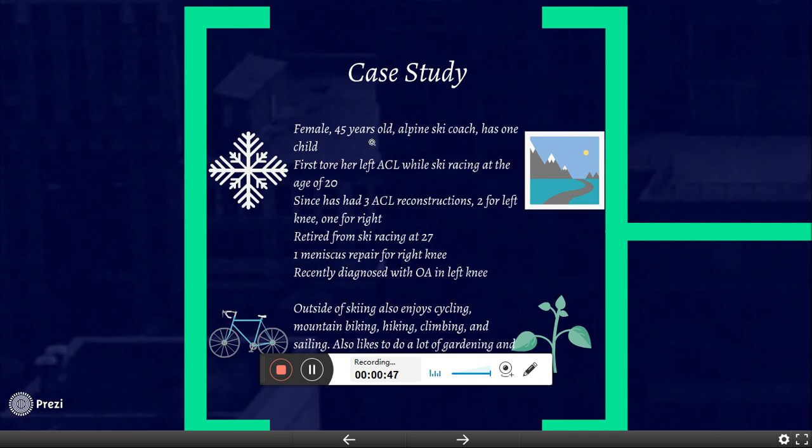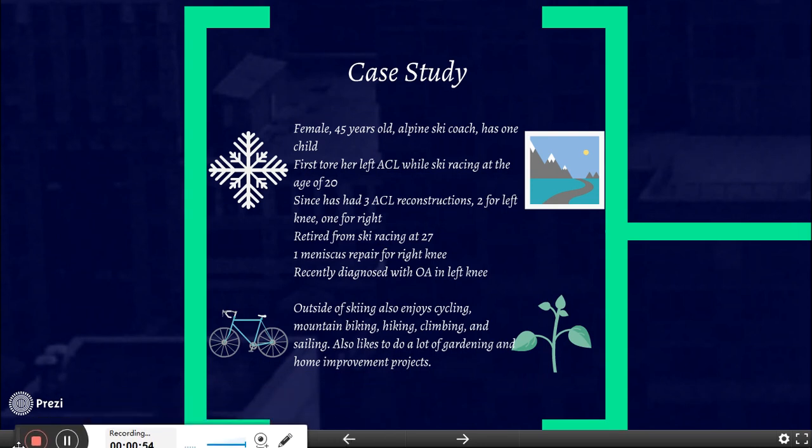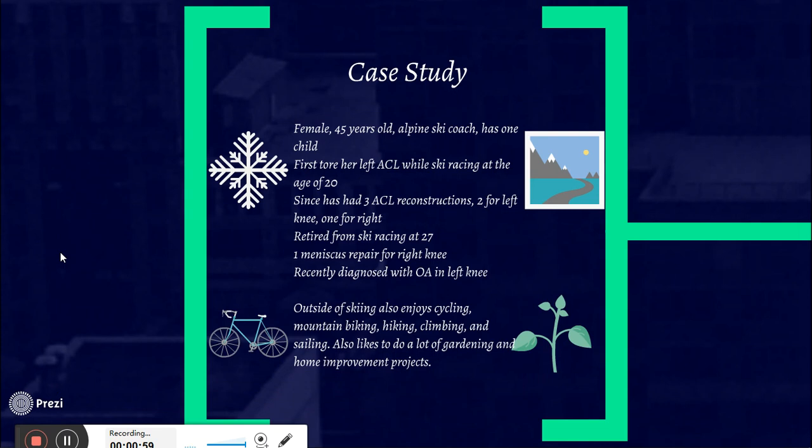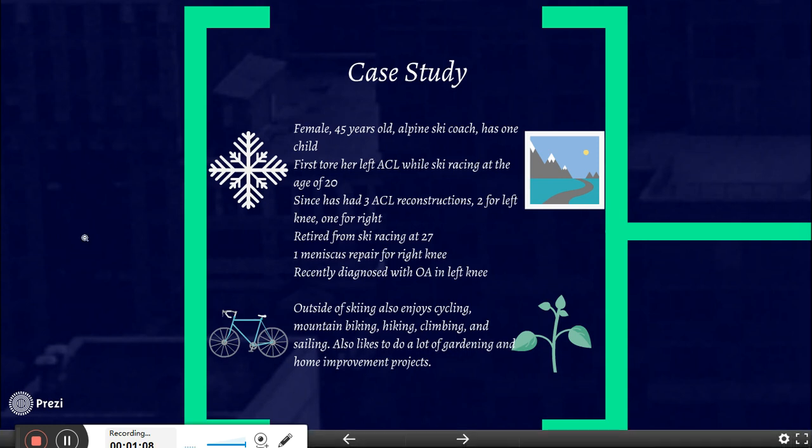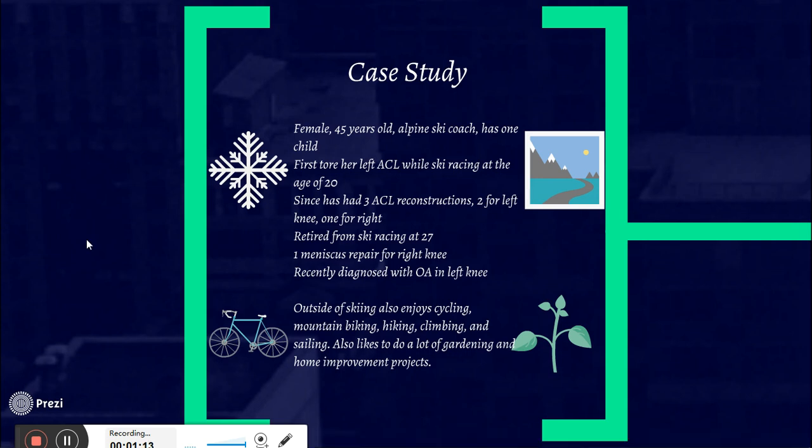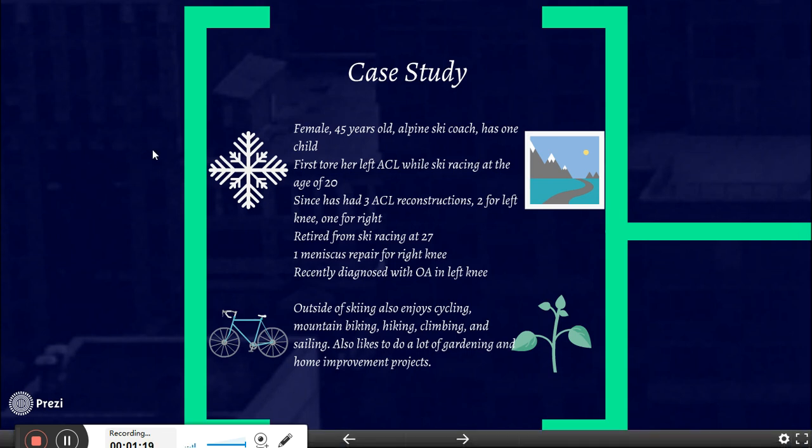She has one child, and she first tore her left ACL while ski racing at the age of 20. This isn't a real case. It's kind of a real case. It's based off a compiled bunch of different cases of patients that I've worked with, just because I don't know all of the facts and details surrounding what happened when she was 20. So I'm compiling things together, but I think it's a pretty realistic situation.